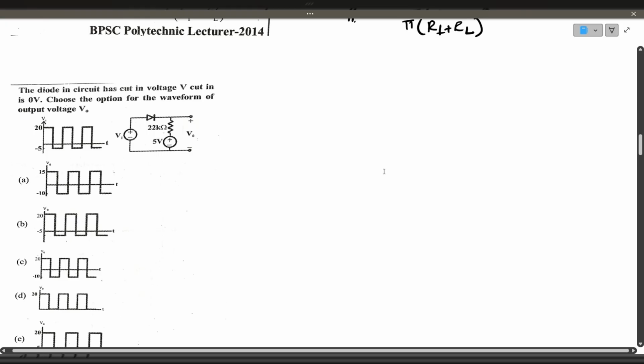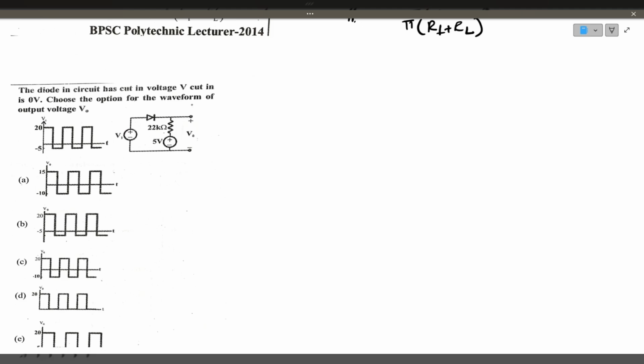We'll see the next question. The diode in the circuit has cut-in voltage Vγ, cut-in voltage is 0 volts. So the diode is ideal. Choose the option for the waveform of the output voltage. So the given circuit is like this. Diode is connected in series with the input supply. This is the resistor, 22 kilo ohms. Here, the bias voltage is 5 volt.